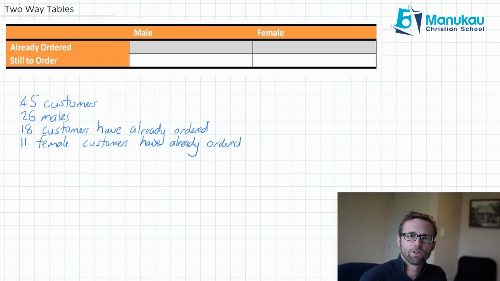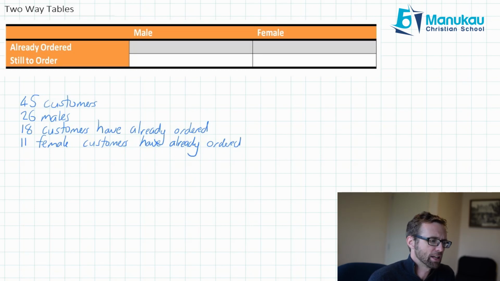Sometimes in IGCSE you'll be required to do a bit of problem solving. They'll give you some data and you've got to use a bit of logic to be able to answer the question. So here we have a two-way table, and we've been given some information that we've got 45 customers, we've got 26 male customers, we've got 18 customers who have already ordered, and we've got 11 female customers who have already ordered, and we're asked to copy and complete this table. Well, I've just put it up here. Let's deal with this data step by step.